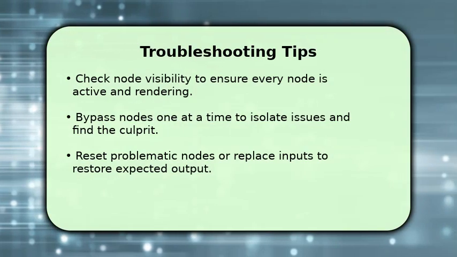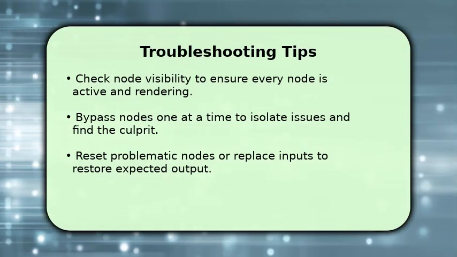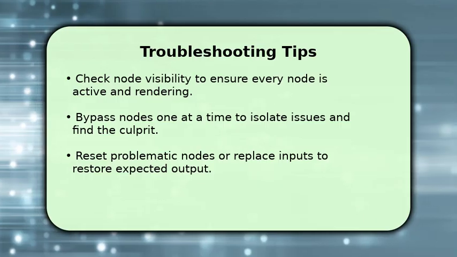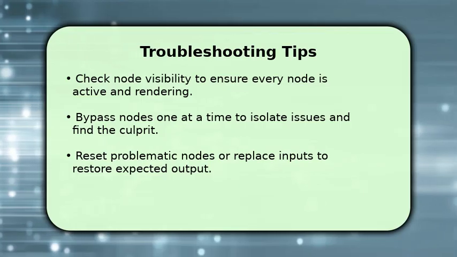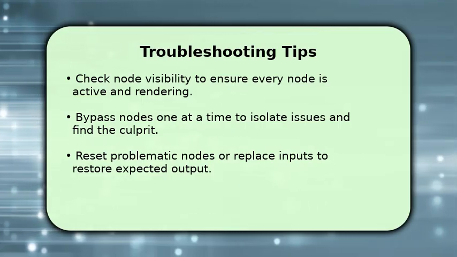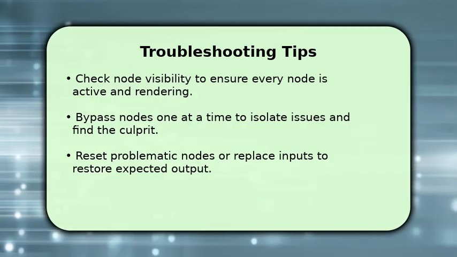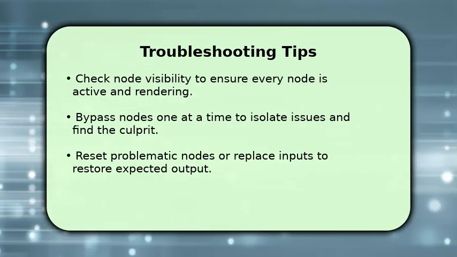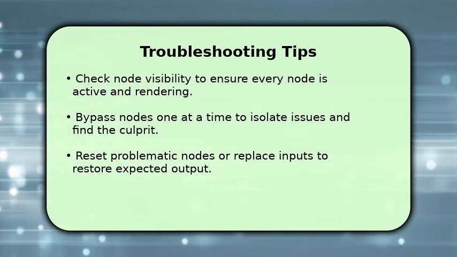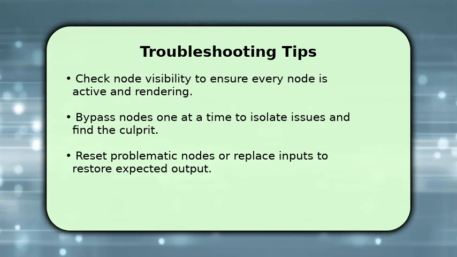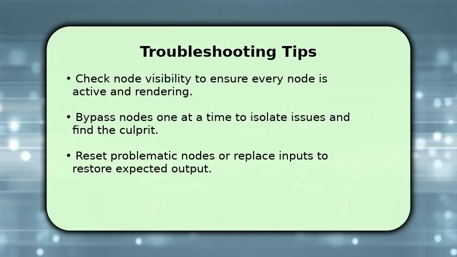When something goes wrong, a calm checklist saves time and frustration. Toggle node visibility to confirm each one is active, then bypass nodes individually to isolate the issue. If you find a problematic node, reset its settings or swap its input to see if the problem resolves. Keep a saved checkpoint before major changes so you can revert easily, and use previews often to catch mistakes early.